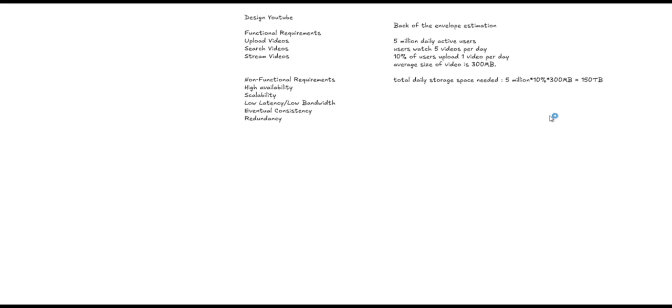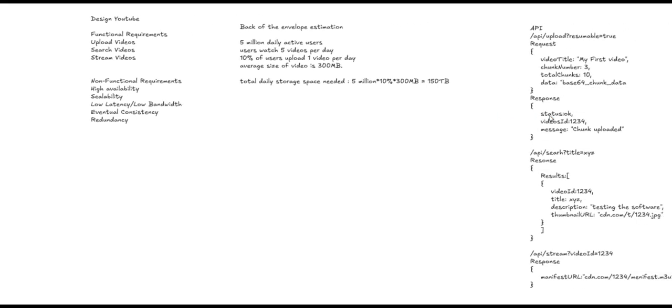And let's discuss APIs next. So in APIs, basically we have 3 core functional requirements: upload videos, search videos, and stream videos. We are going to create a different API for each of these functional requirements. Our first API is the upload API.